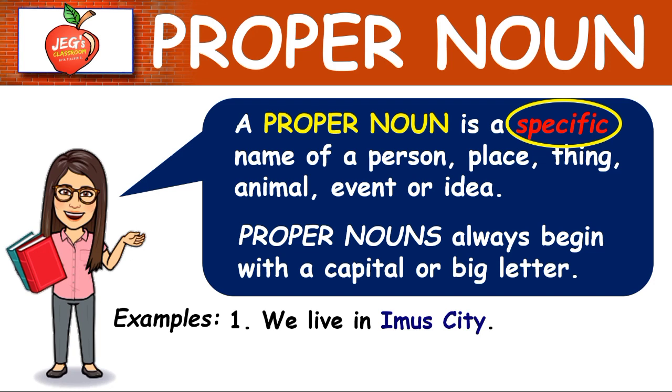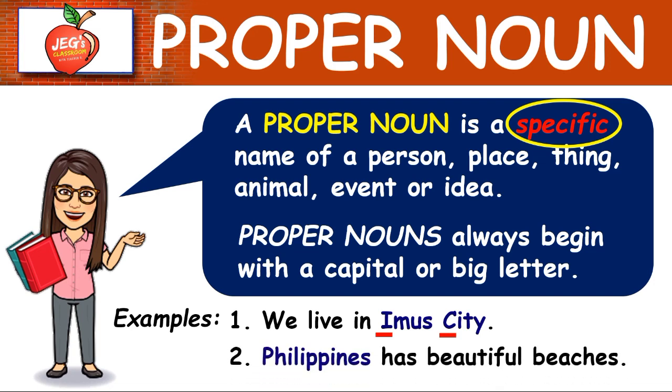Number 1. We live in Imus City. As you can see, Imus City was capitalized because it is a proper noun. Number 2. Philippines has beautiful beaches. The word Philippines is a proper noun, and it was also written in capital letter P.